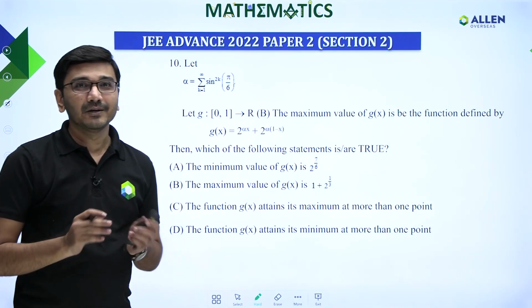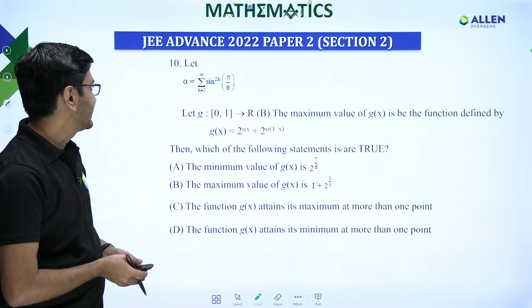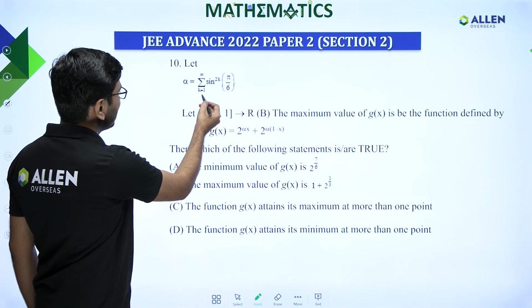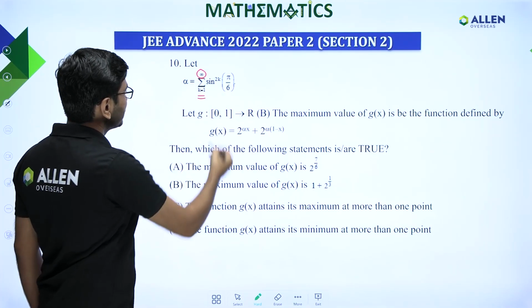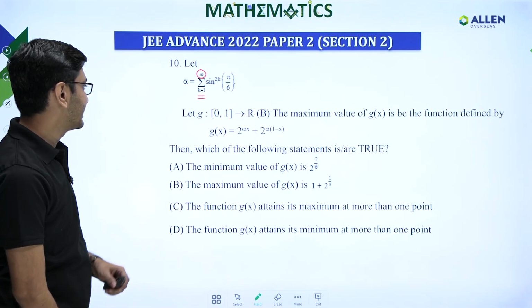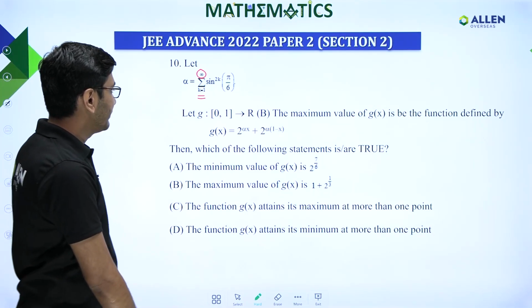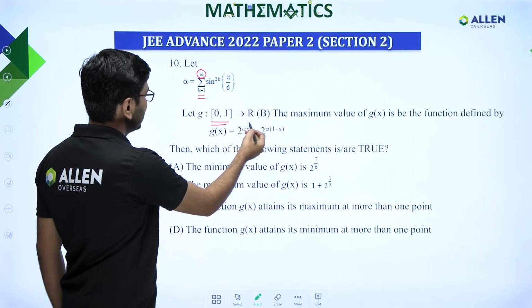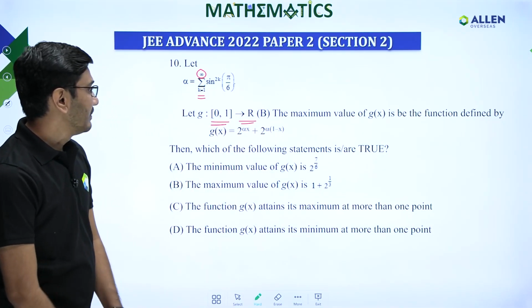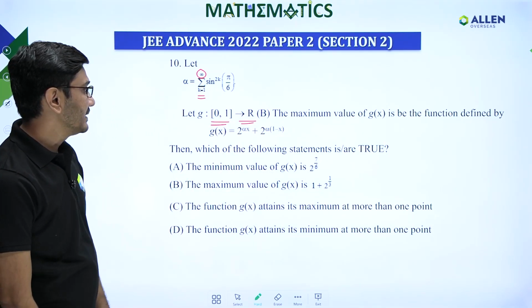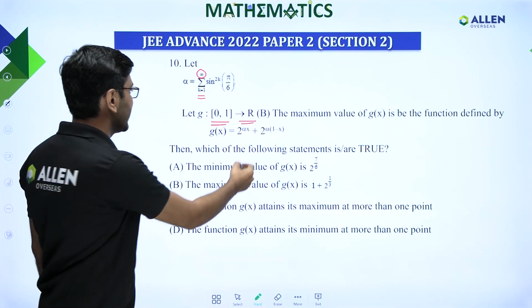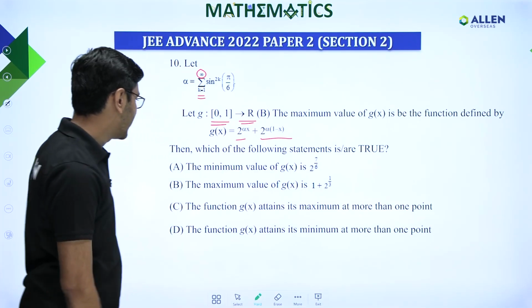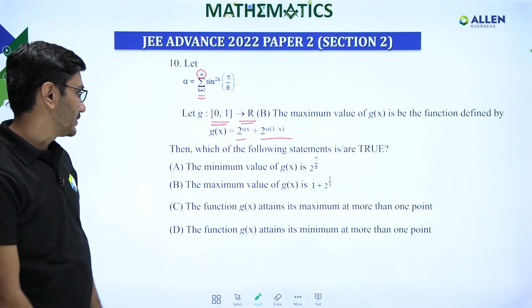Well, now let us have a look at question number 10. Question number 10 says that alpha is the summation of k equal to 1 to infinity of sine of pi by 6 raised to 2k. So alpha is something like this, and g is a function defined from 0 to 1 to real values, defined by g of x equal to 2 raised to alpha x plus 2 raised to alpha into 1 minus x. Then which of the following statements are true is the question.